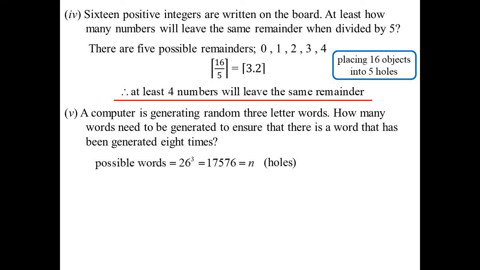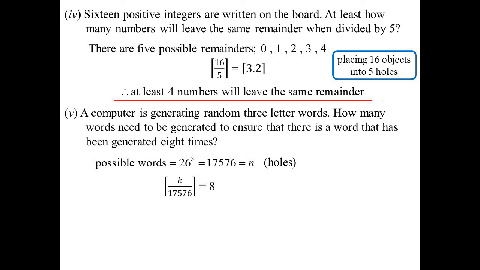We've got 17,576. There's our pigeonholes, because the word's going to come up and we'll go, right, we've got that word, in that hole it goes. And so on, and so on, and so on. So we have 17,576 pigeonholes. Let's use the ceiling function for this one. K, that's what we're trying to find out. How many words are we going to do?